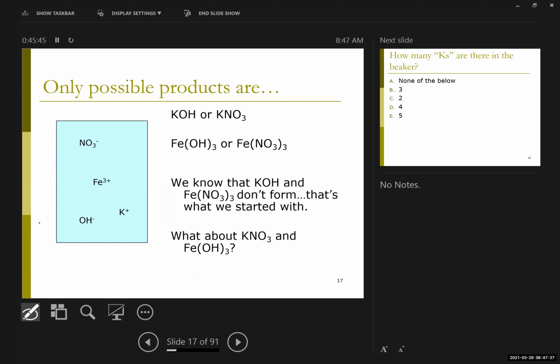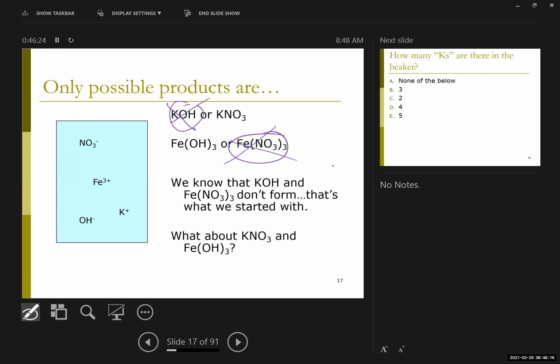And so, again, chemistry in the end always boils down to opposites attract, right? The potassium could associate with either of the negative ions, hydroxide or nitrate. The iron, a cation, could associate with either hydroxide or the nitrate. But again, the two things I started with are not at all worth considering. They were dissolved when I started.